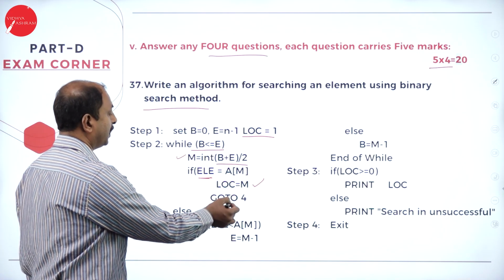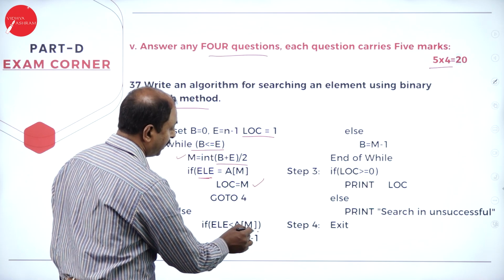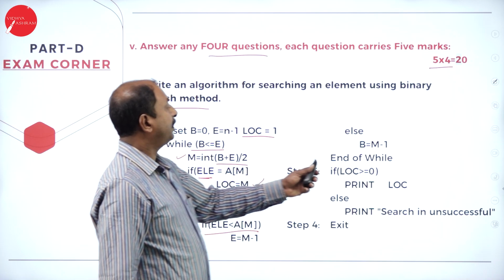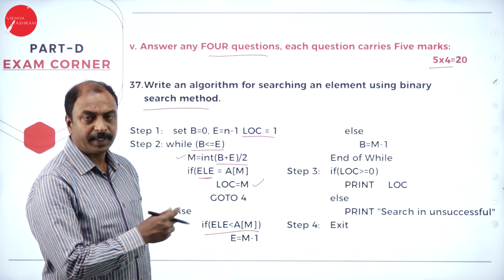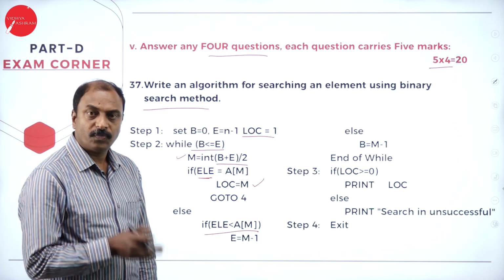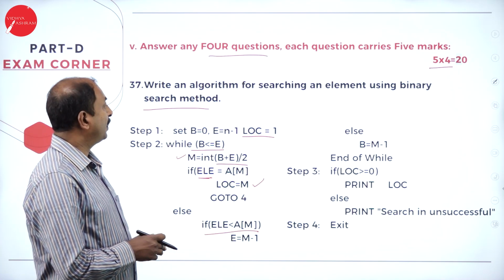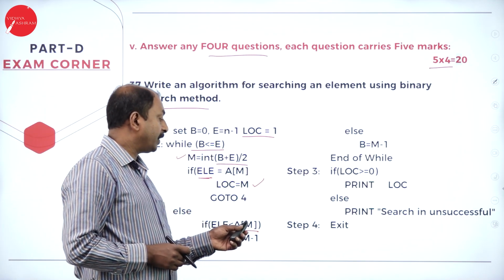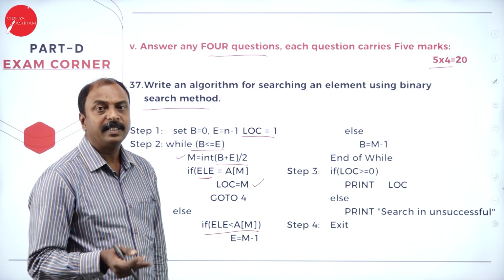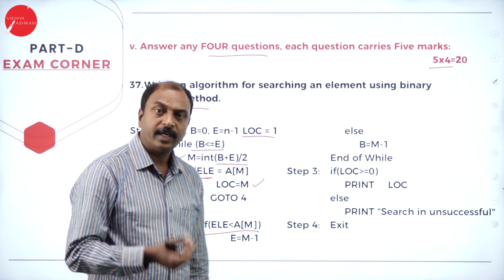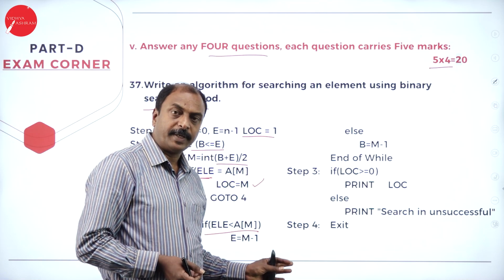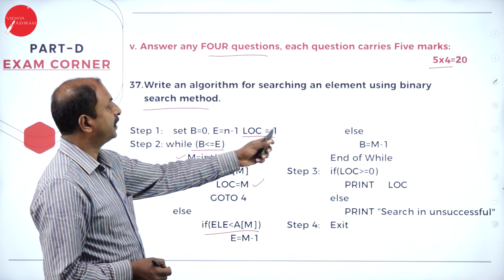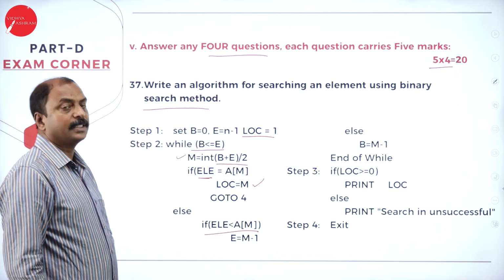Otherwise, if it is not equal, again we have to find out whether it is less than the middle element or greater than the middle element. If it is less than the middle element, we have to find the middle element again from the beginning till the middle point. If the element we are searching for is greater than the middle element, then we have to find the middle element from the middle element to the last element of the array. So that is the concept here. This is the algorithm for the binary search method.